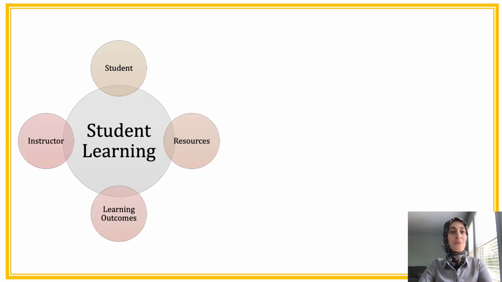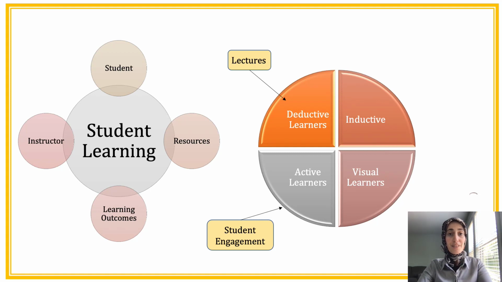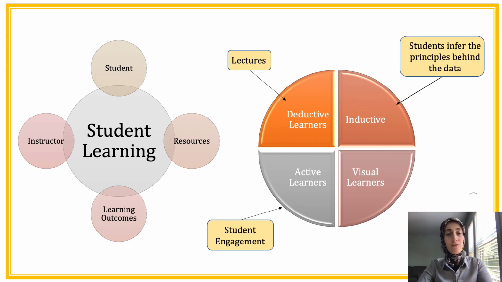How can we help students improve their understanding of the course material? The best way might be understanding their learning styles, meaning their preferred way of learning. Deductive learners prefer learning the topic from their instructor by taking some notes in the classroom. Active learners prefer in-class examples and more engagement. Inductive learners prefer looking at the data and then inferring the principles behind the shown data.